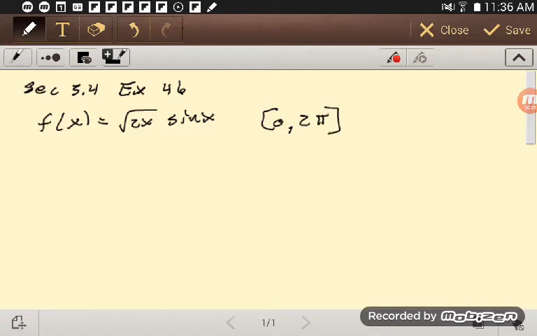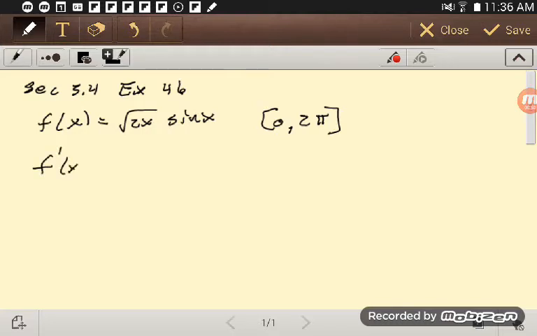Bottom line, they want us to find first and second derivatives, relative extrema, points of inflection, and get the graphs and so forth, and look at the behavior. Okay, so the derivatives themselves aren't so bad.